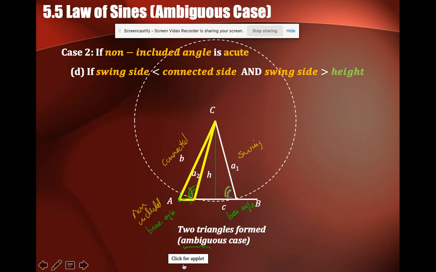So here's a nice applet that is linked to this PowerPoint that's online, as well as a video, right? You can click both of these to play around with these cases, right? Get a visual and try to get it sunk into your brain.